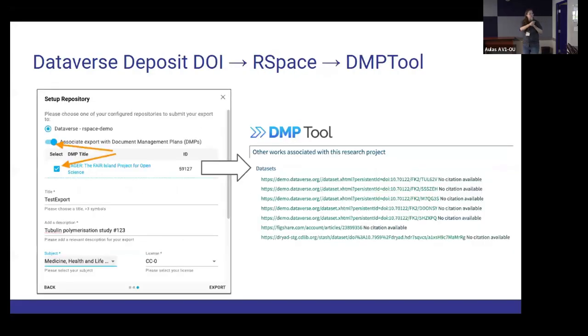So it passes back that DOI to DMP tool. And in here, you end up in a little section called Other Works Associated with this Research Project. You have that Dataverse DOI. So the user didn't need to go back in and find the DMP and upload this link, because we already know that those things are associated.